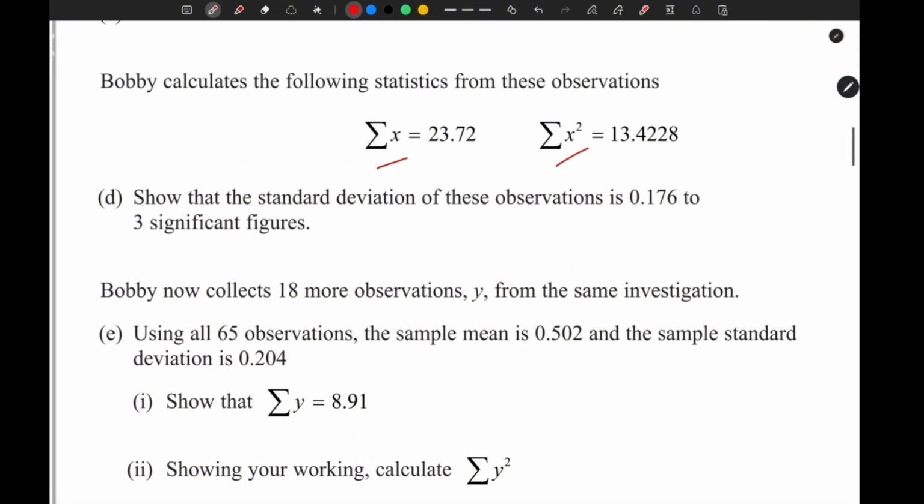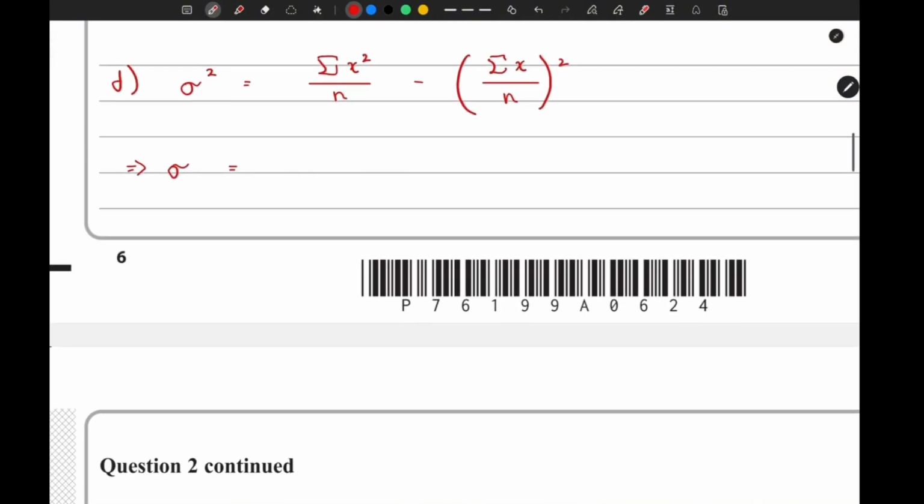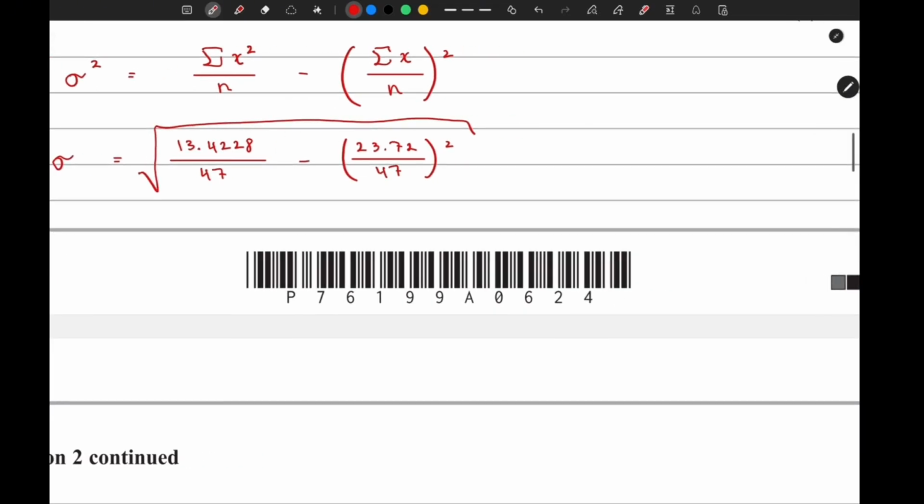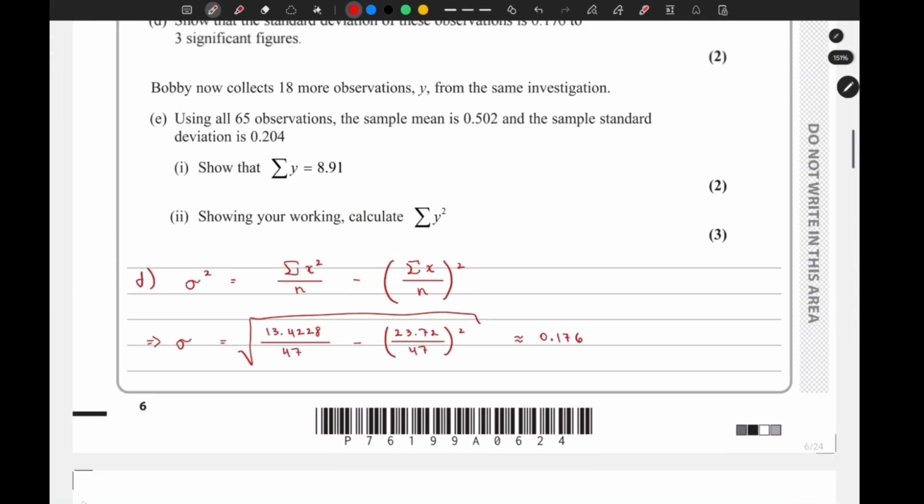So the summation of x squared is 13.4228, divided by the number of observations, which is 47, as we have seen from the previous question. Minus 23.72 over 47, whole squared, and root over this whole thing. So this will be equal to around 0.176. So that is the answer.